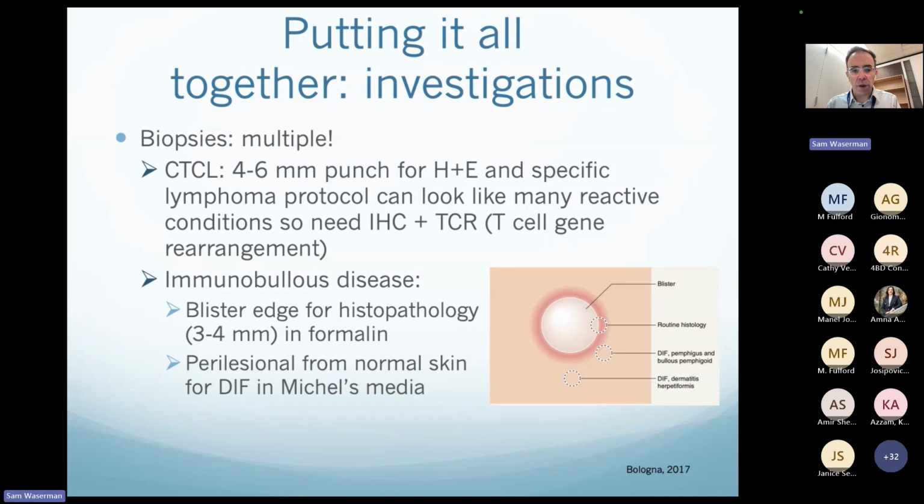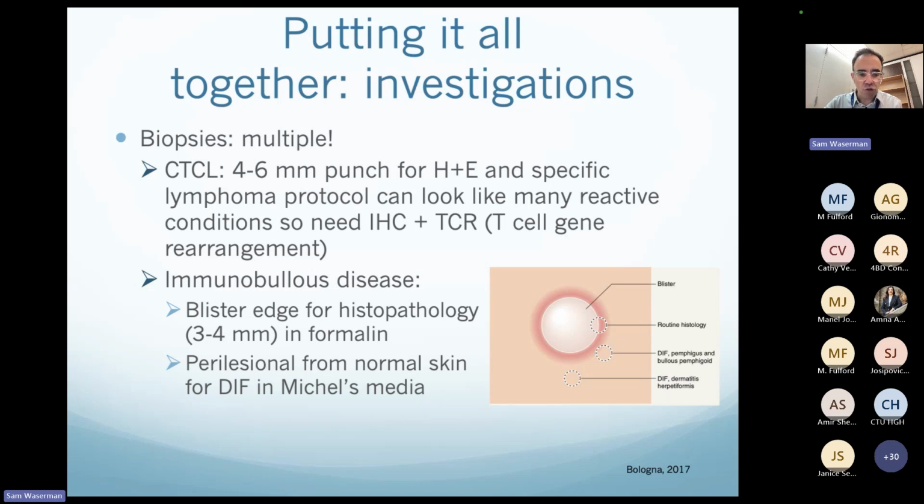So as I talked about before, CTCL, the 4 to 6 millimeter punch biopsy for H&E, and because, as I said before, it can look like many reactive conditions, so you need to send it for immunohistochemistry and T-cell rearrangement studies. For immunobullous diseases, if you could send it from a blister edge, doesn't have to be anything substantial, 3 to 4 millimeters in formalin, and then also perilesional from normal skin for DIF and Michel's media. Now, I say from normal skin, but it's actually right next to erythema. Completely unaffected skin would be something like for dermatitis herpetiformis.